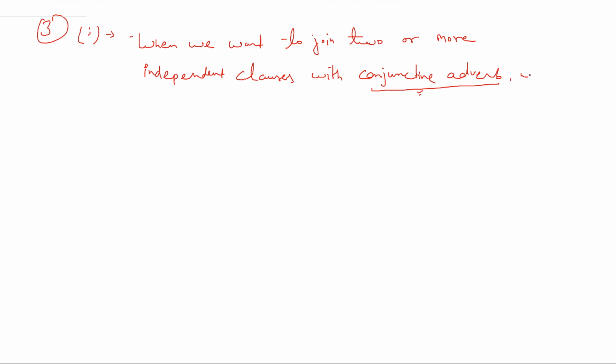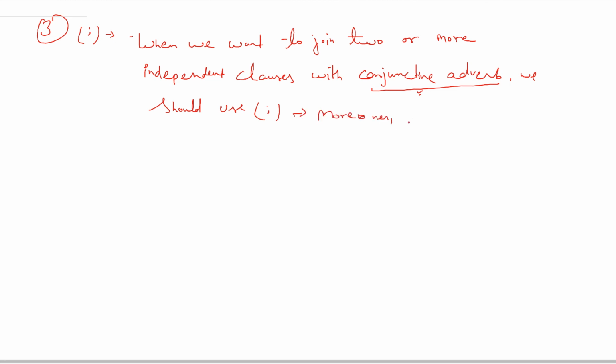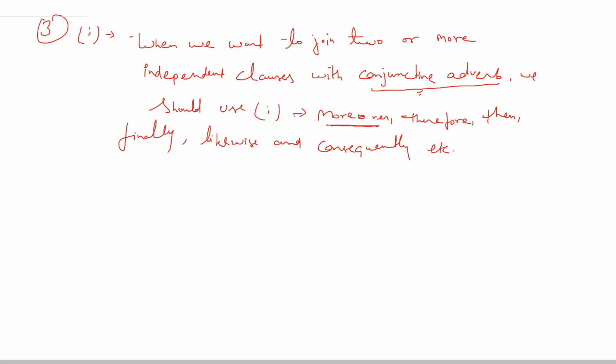So we should use semicolon to join these two clauses. और वो conjunctions कौन से होते हैं? Moreover, therefore, then, finally, likewise and consequently, etc. So जब इस तरह के adverbs which work as a conjunction to join two clauses or two or more clauses, तो इनके साथ में आप semicolon भी लगा दीजिए. Therefore, then, finally, likewise, consequently.